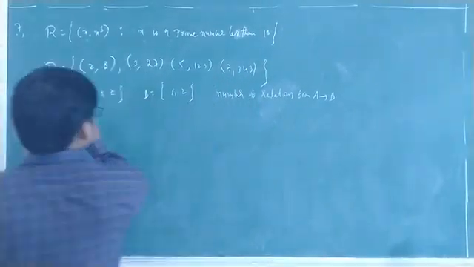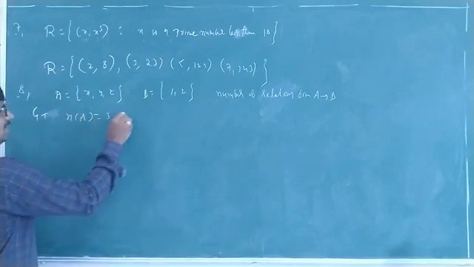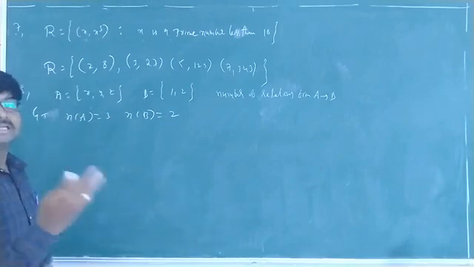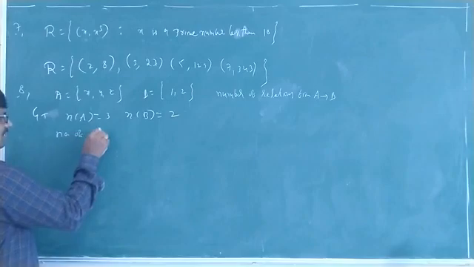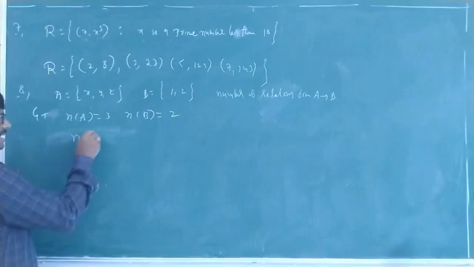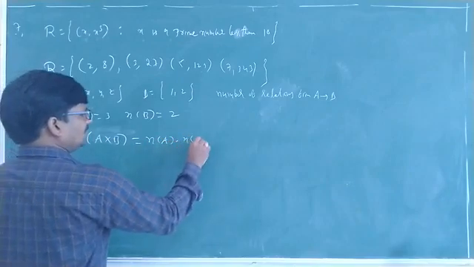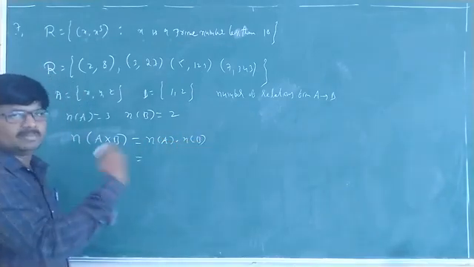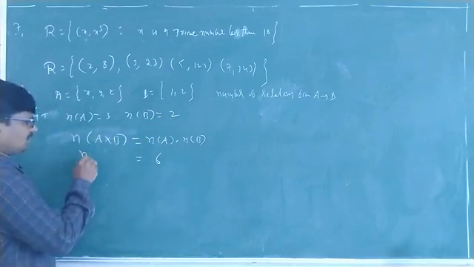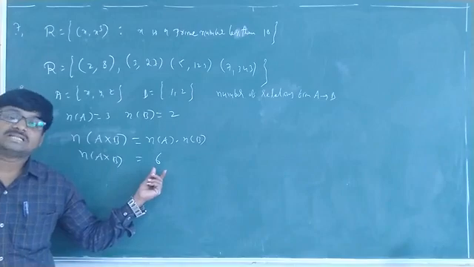So how many subsets are there? What is given here? Number of A is equal to 3, number of B is equal to 2. The number of elements in A cross B is number of A into number of B, in the Cartesian product. So 3 into 2, 6. That means in A cross B, 6 elements are there.